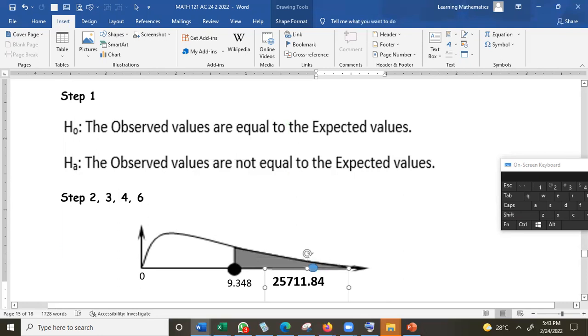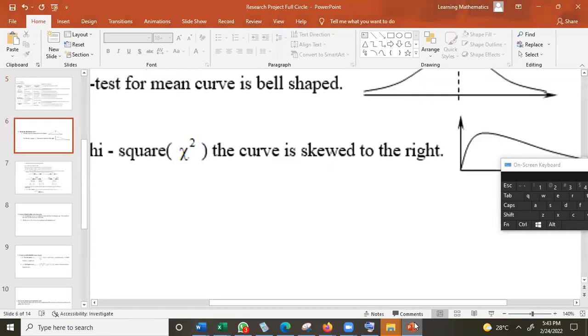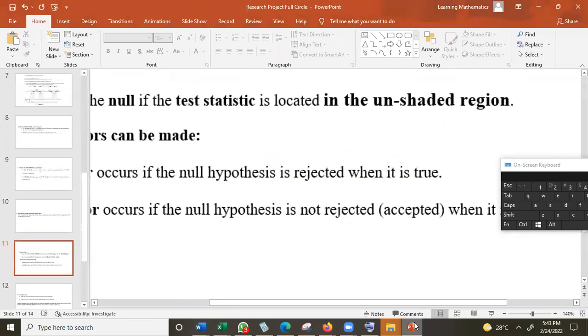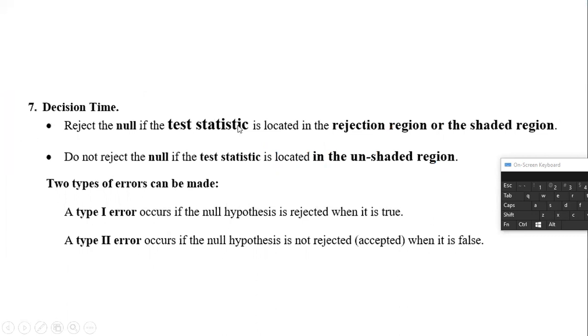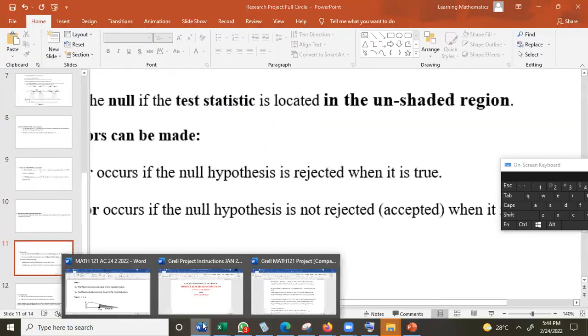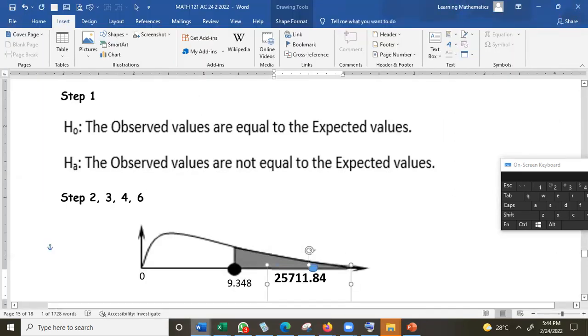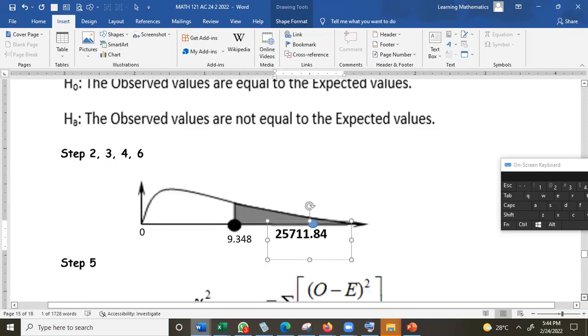Okay. So this leads us now to step number 7. Remember, we know what step number 7 says. If the test statistic is in the rejection region, you reject the null. Reject the null if the test statistic is in the rejection region. Do not reject the null if it is in the unshaded region. Where is our test statistic? It is in the shaded region. It is in the critical region. So we have to reject the null here again.